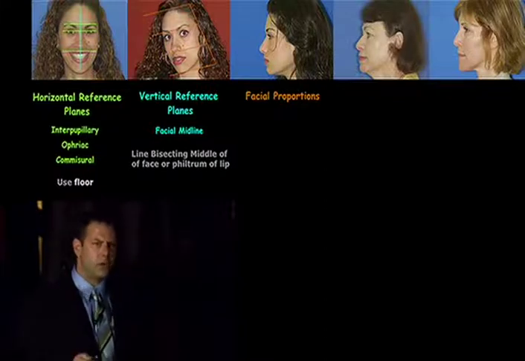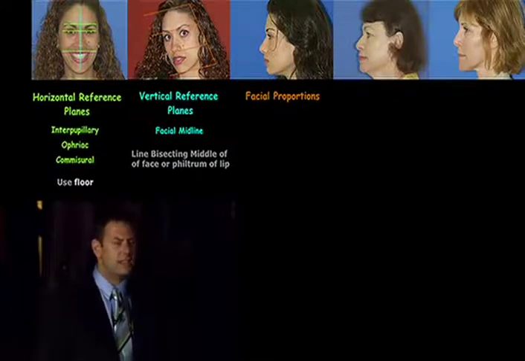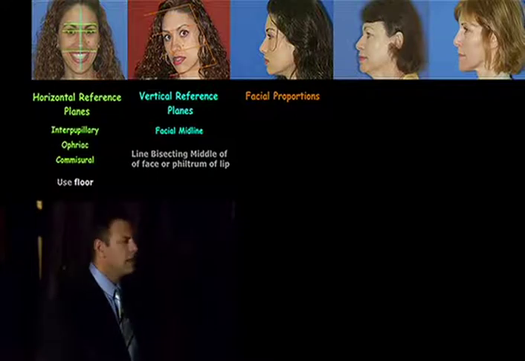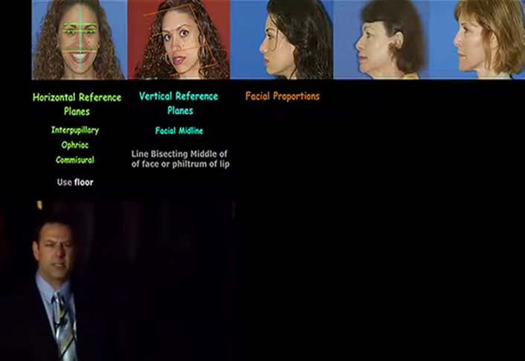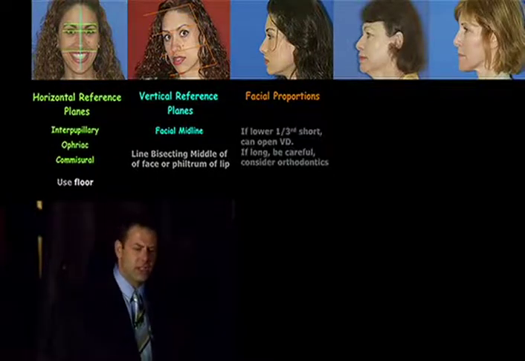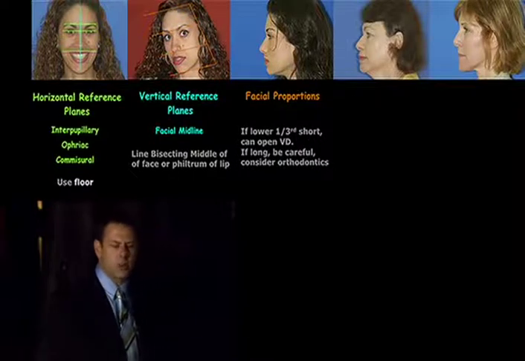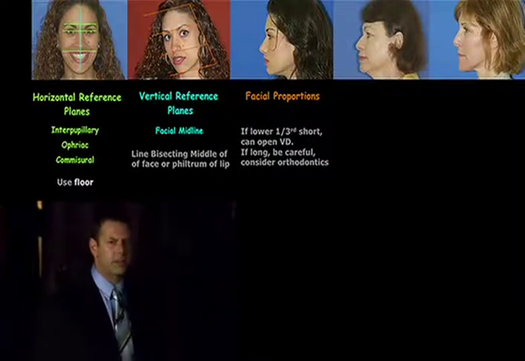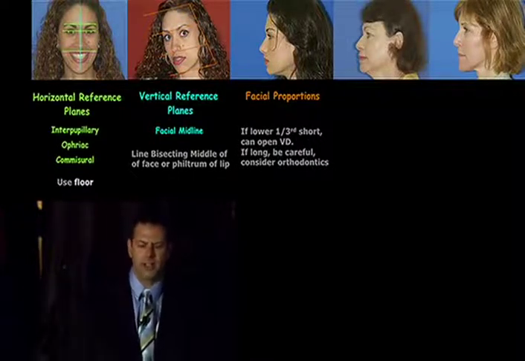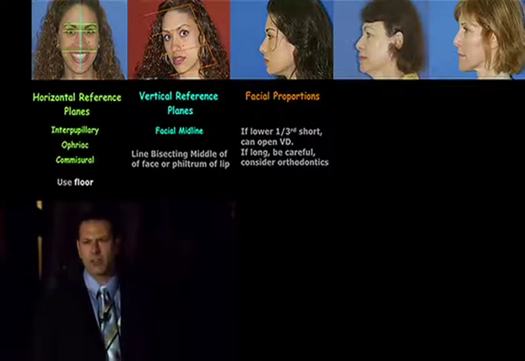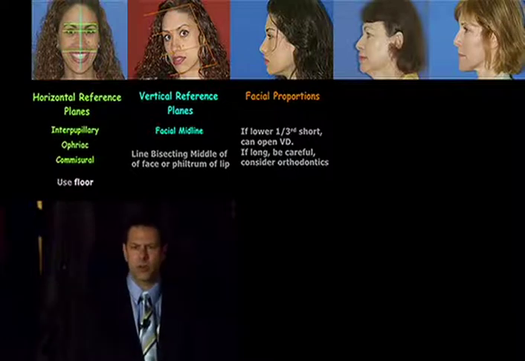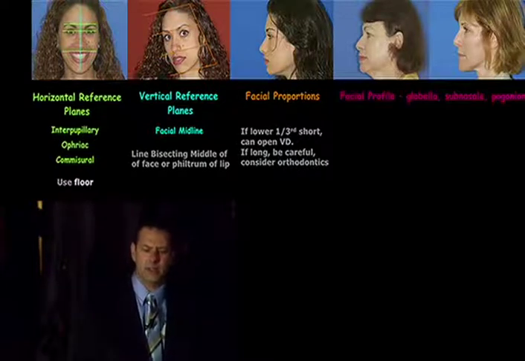Facial proportions is also something we need to look at. There are 3 portions. What we need to focus on is the lower 1/3 of the face, because that's the area that we have the ability to manipulate and change. So if the lower 1/3 is short, we may want to consider opening the vertical dimension to improve the profile. And if it's long, you want to be careful, and if you need to reposition the teeth or create room, you may want to consider orthodontics as a treatment.